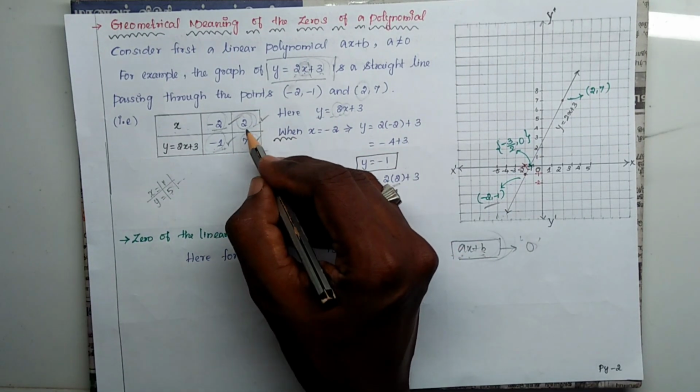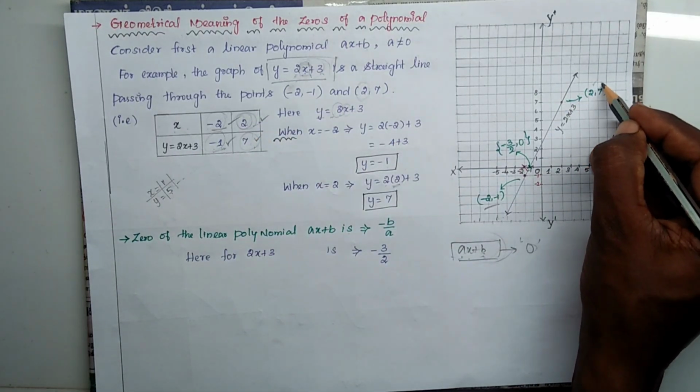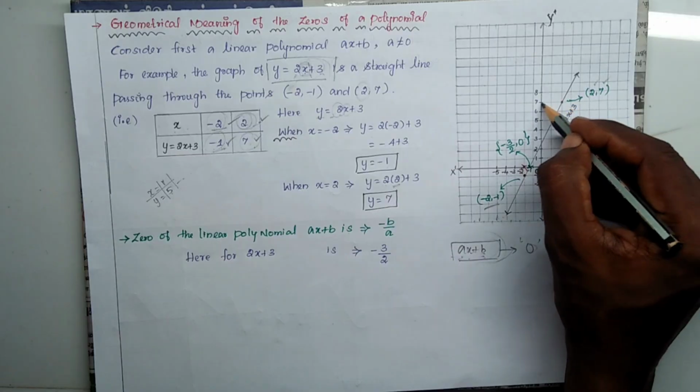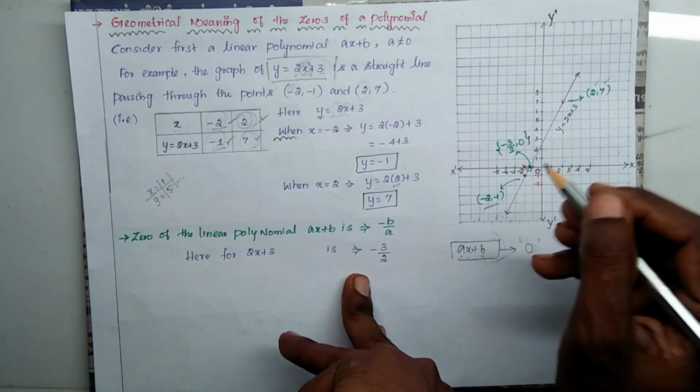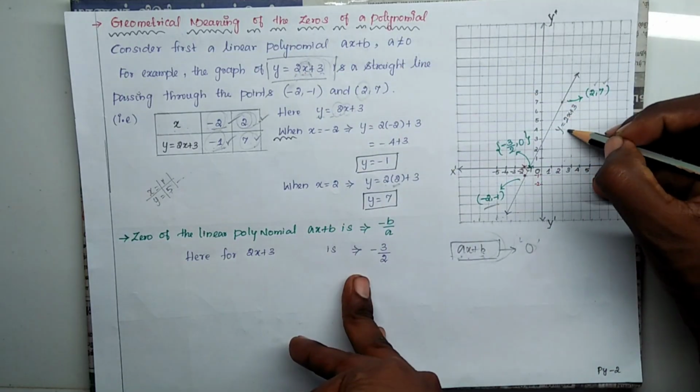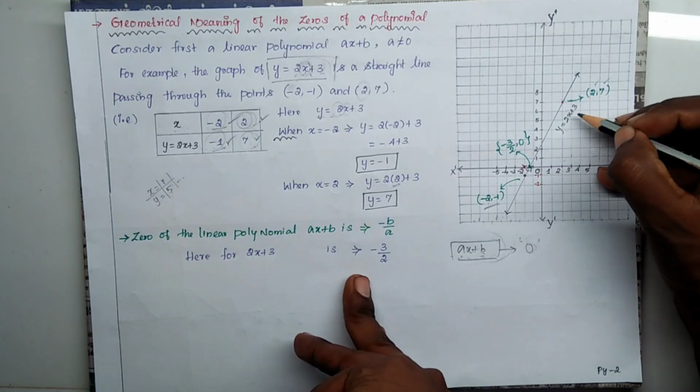And the second coordinate is 2 comma 7. So x is 2, y is 7, meeting at this point. So if we join these two plots, we get a straight line. That line's equation is y is equal to 2x plus 3.